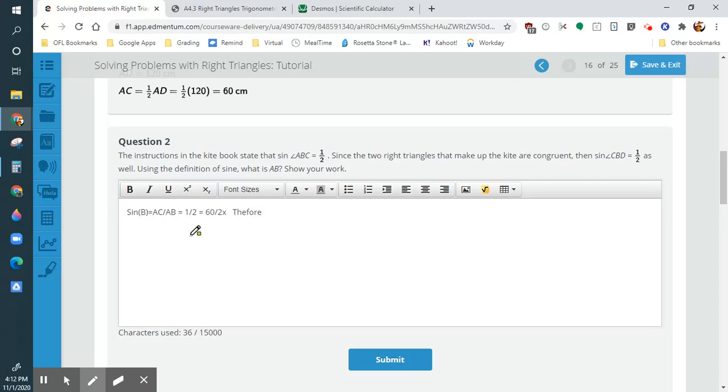Therefore, AB is twice the size of AC. You guys don't have to do this. This is just me kind of explaining all of my work. So basically 60 is half of whatever the bottom is. Therefore, AB is twice AC, meaning it is 120.